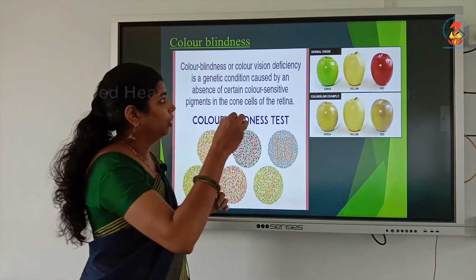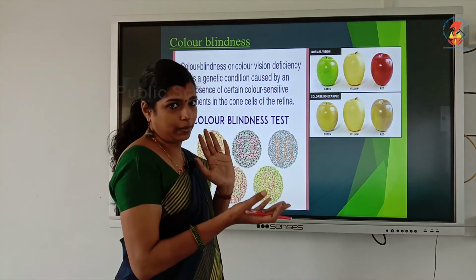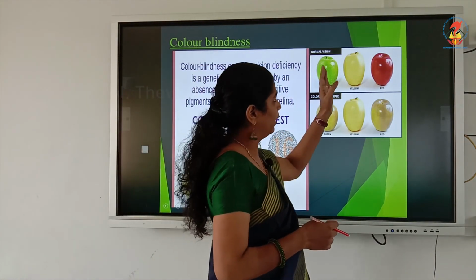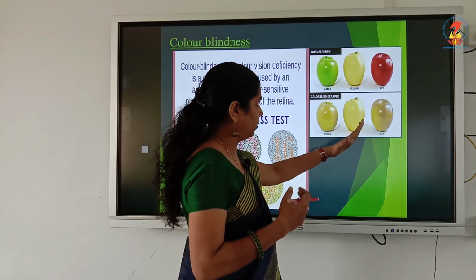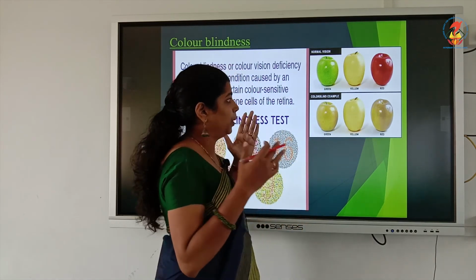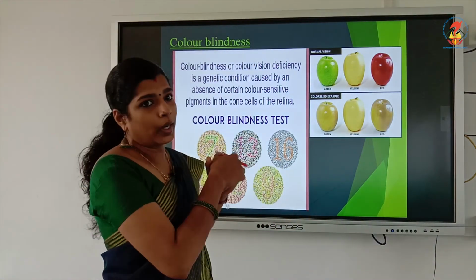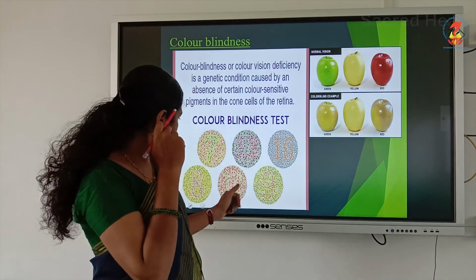So, here green and red cannot be identified. For normal vision, green, yellow and red in color, these apples. For a color blind person, all these appear to be yellow in color. So, you will not be able to identify green and red.